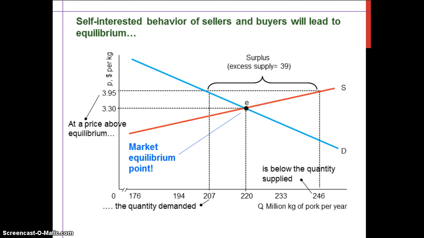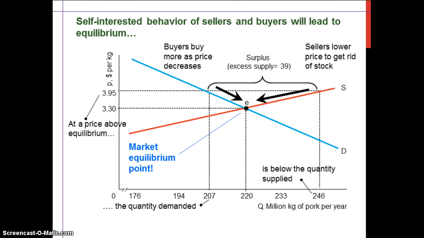Specifically, at this point, suppliers cannot sell this amount of their products, so they need to lower the price to get rid of the excess stock. And then, since sellers lower the price, buyers buy more, and finally, market equilibrium is achieved in this free market.